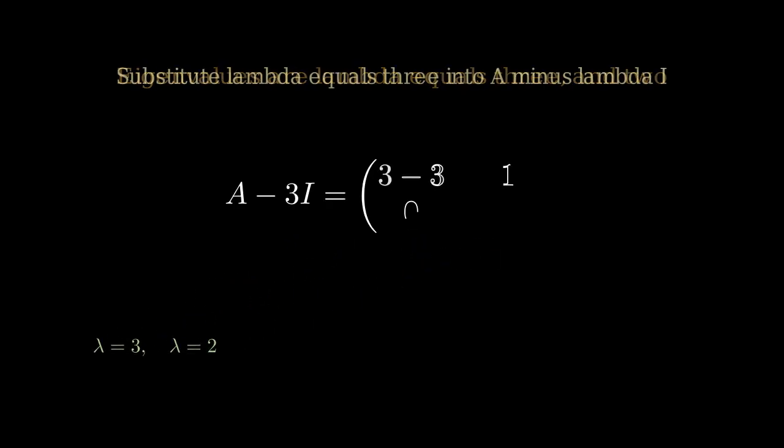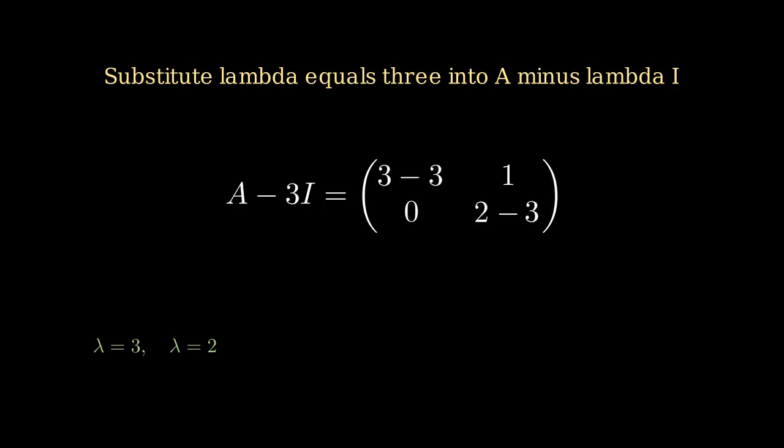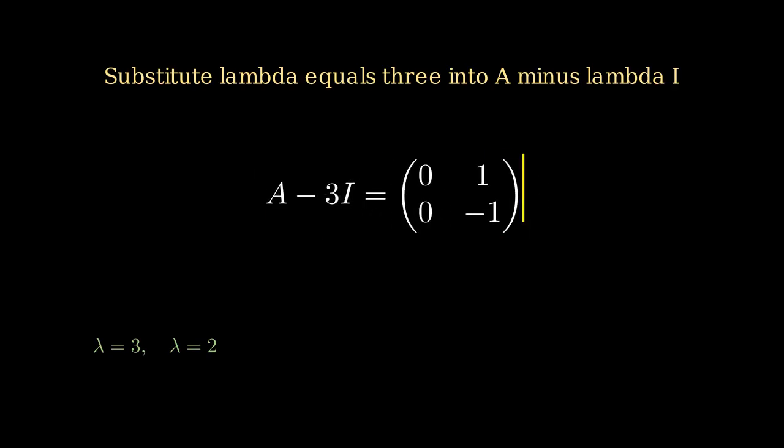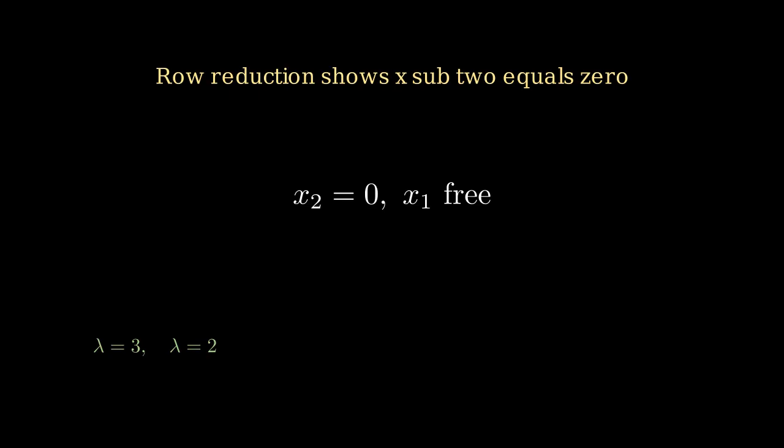Now we find the eigenvector for each eigenvalue, starting with lambda equals 3. We substitute into A minus lambda times the identity, giving the matrix with rows 0, 1 and 0, minus 1. Row reducing this matrix tells us that x sub 2 equals 0, while x sub 1 is free to be anything. Choosing x sub 1 equals 1, our eigenvector for lambda equals 3 is the vector 1, 0.